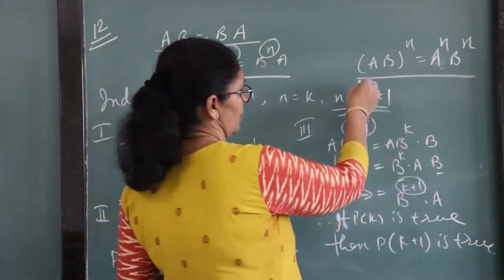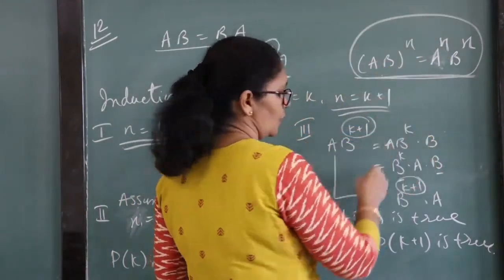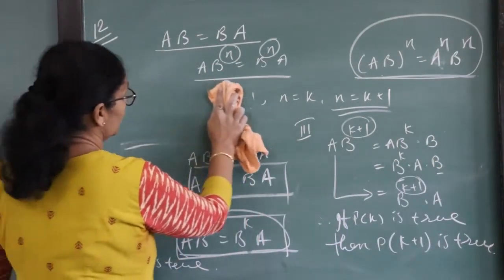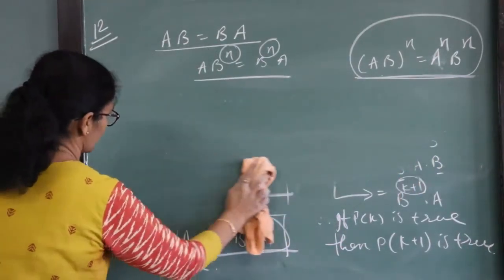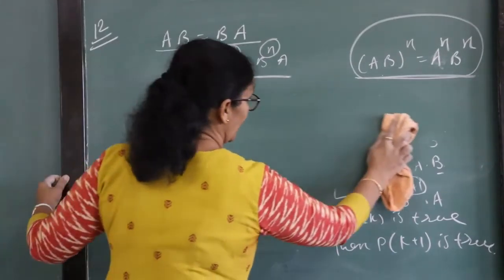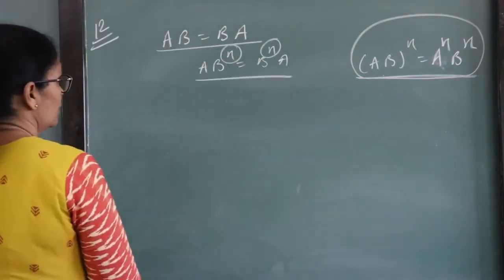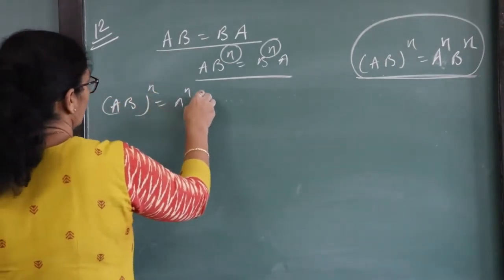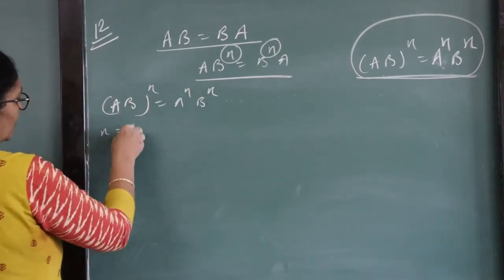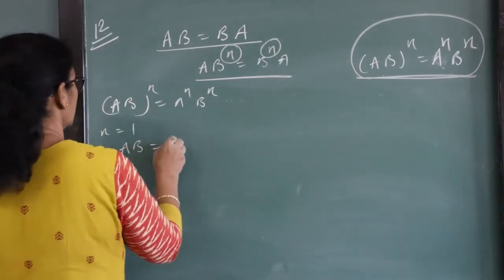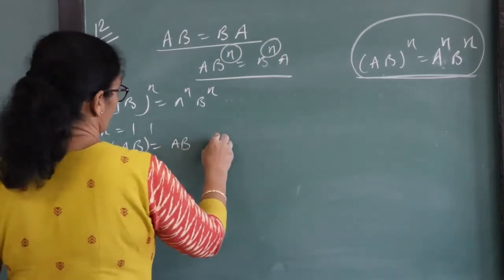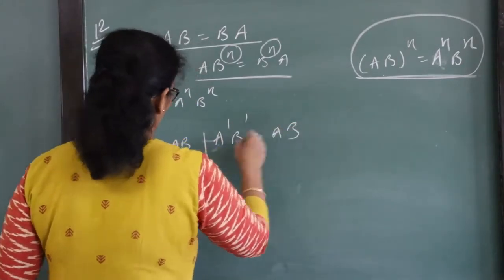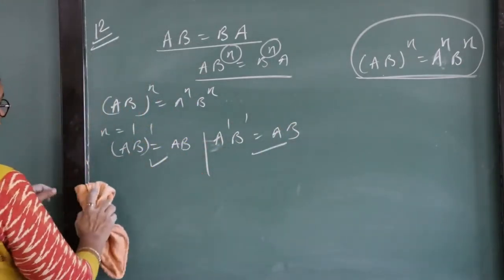Now we have to prove this result also. Further prove this. Again you have to follow the same method, that for n equal to 1, for k and for k plus 1. So let's take first n equal to 1. We can write (AB) raised to n equals A raised to n, B raised to n. Let's write n equal to 1. So we get (AB) raised to 1 equals AB. And here also A raised to 1, B raised to 1 equals AB only. LHS and RHS are the same, P of 1 is true.